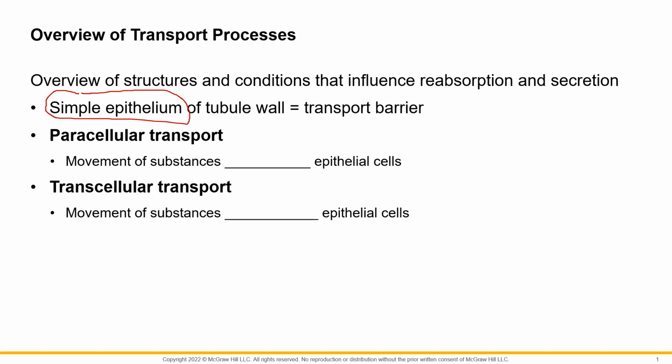The first is paracellular transportation, where stuff is moving between epithelial cells. So the gap between two cells is where the substances are moving through. Transcellular transport is when the substances are actually moving through the epithelial cells itself.